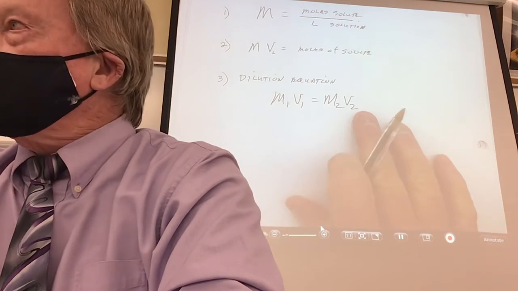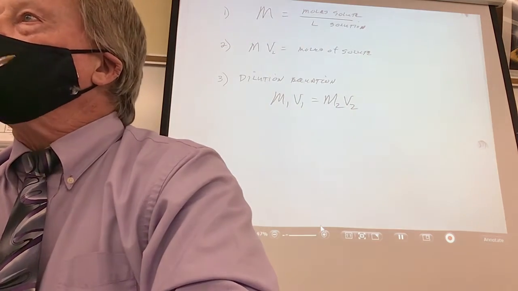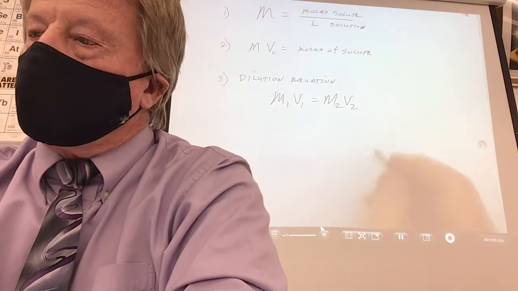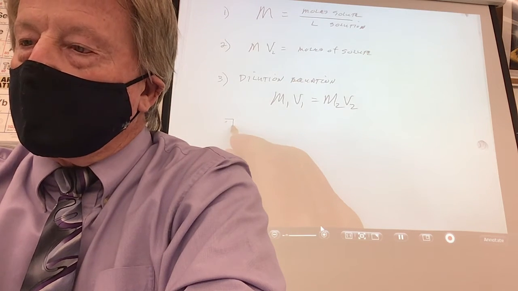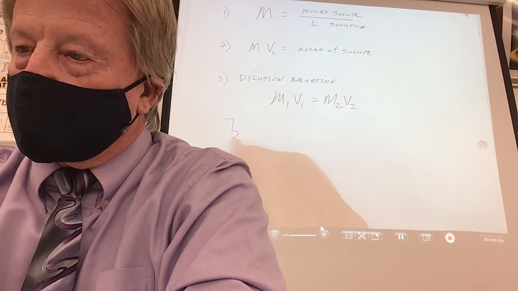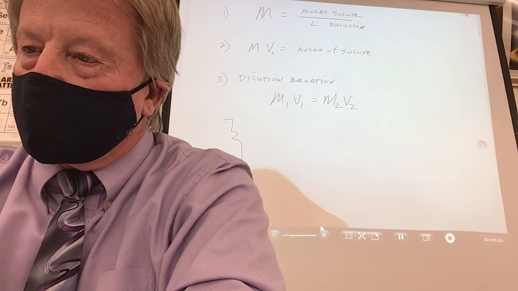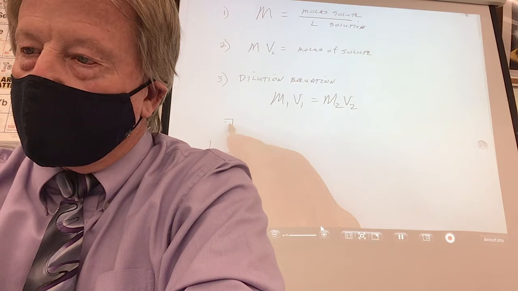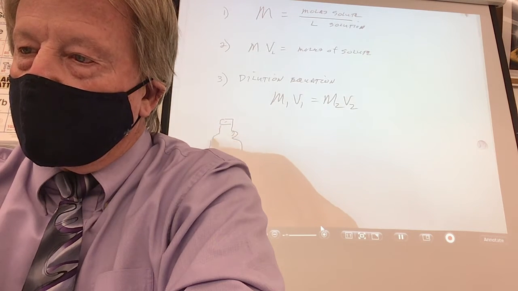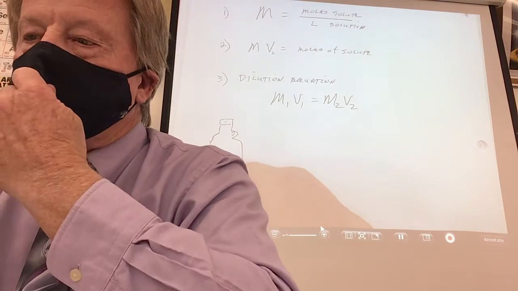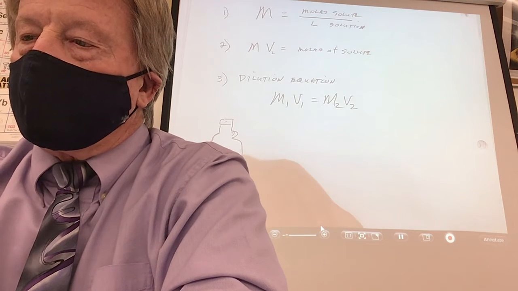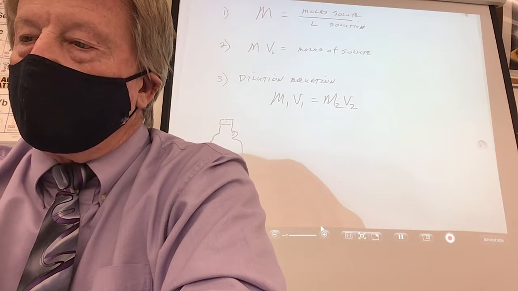And this is the mathematics, and I want you to know why that works. Why does this equation work? So let's make a little drawing here. I have this great big jug, and really it's made of glass. It's like an apple cider jug. There you go. Now, let's say I have 12 molar.